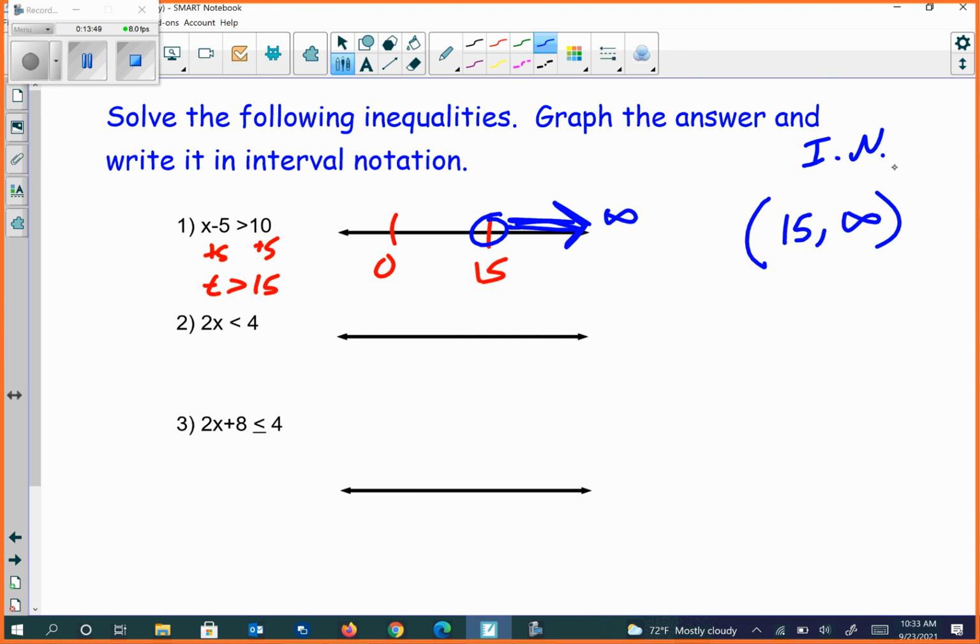Okay. Problem number 2. I have 2 times x. How do I undo 2 times x? Division, right? Cool. So division is going to take place here. So I'm going to divide that by 2, divide that by 2. X is less than what? 2. Yeah, 4 divided by 2 is 2.